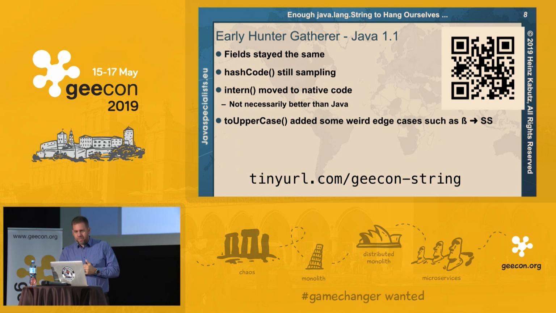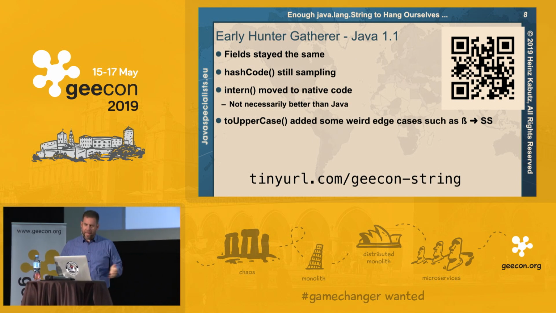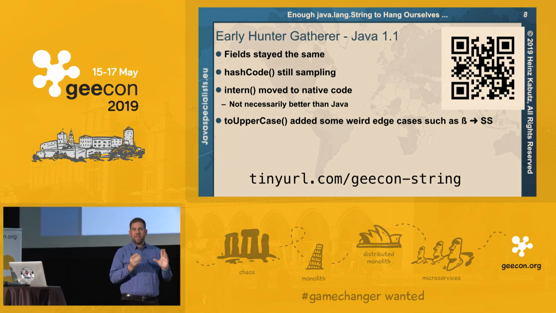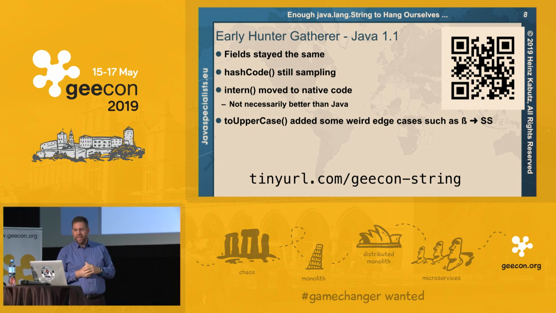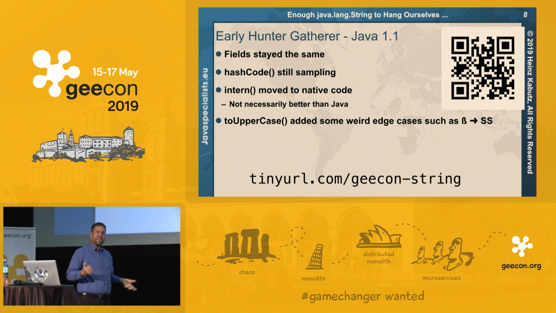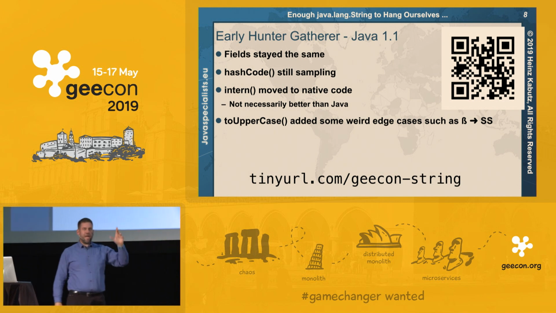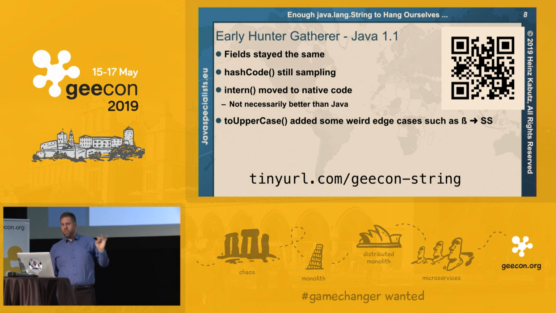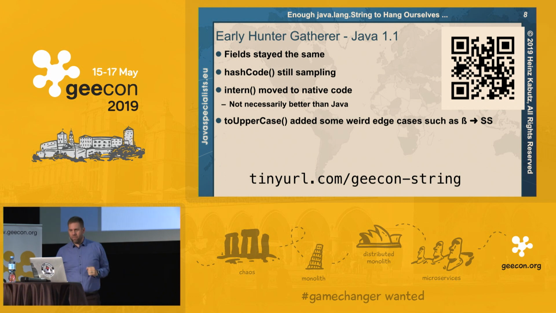All right, so Java 1.1, the field stayed the same as Java 1.0. The hash code was still sampling like in 1.0. They moved it to native code, which wasn't necessarily faster than using a hash table, but of course they could manage the memory leak a bit better than in the past. They had some other weird side effects, like if you had German and you did toUpperCase on the SZ, you would actually get two big S's, because at that time, we didn't have the uppercase Unicode for SZ. There is one now, but at the time, there wasn't such a thing.